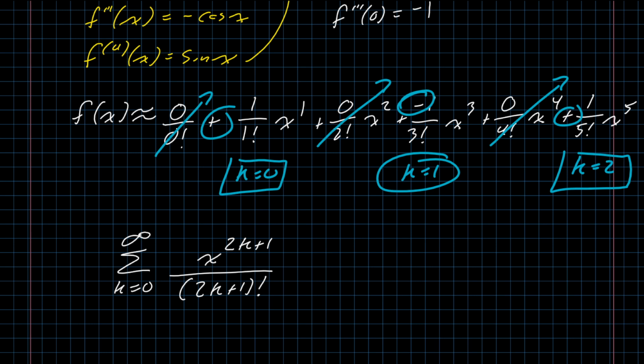But then we also need to alternate between positive and negative numbers. And the simple construction: negative 1 to the k. If k is even, negative 1 to the k is equal to 1. If k is odd, negative 1 to the k is equal to negative 1. And so that will give us exactly our pattern.